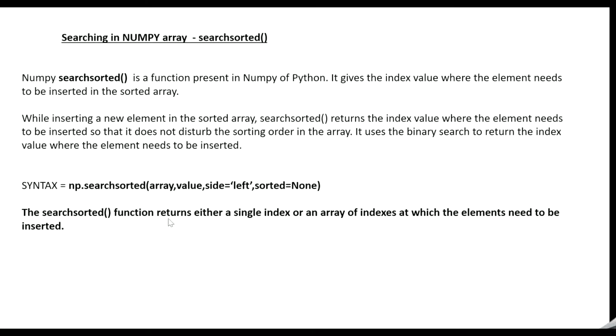The searchsorted function returns either a single index. If we pass a single element, it returns a single index. Otherwise, if we pass an array of elements, it returns the indices at which the elements need to be inserted into the input array. So this was the searchsorted function in NumPy array. Let's look into some of the examples.